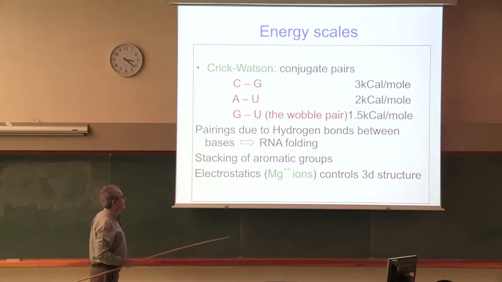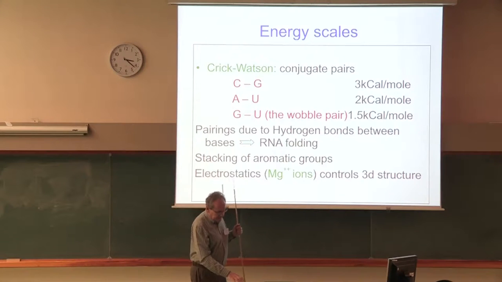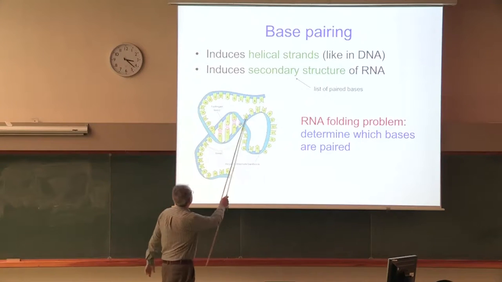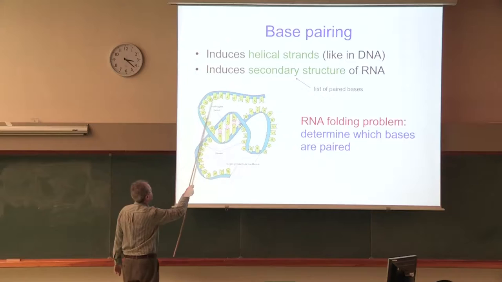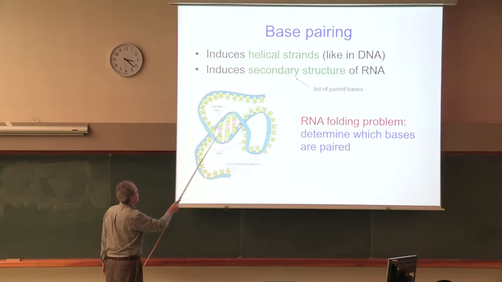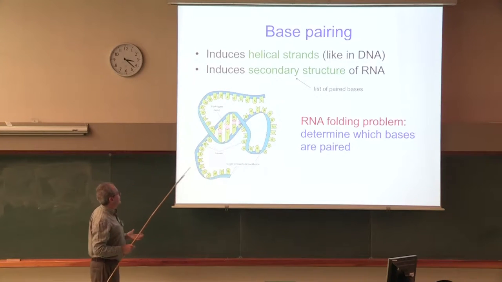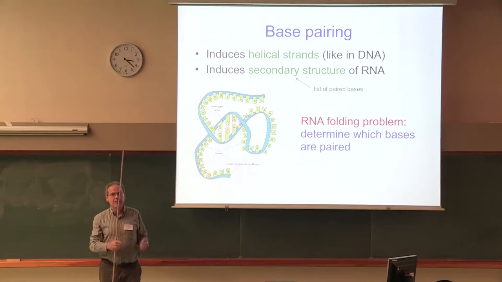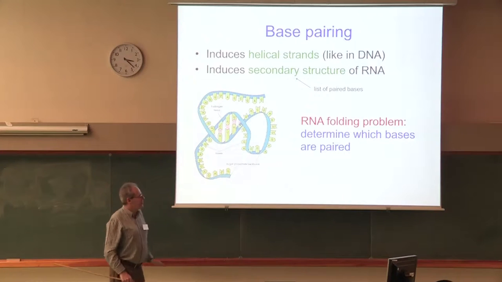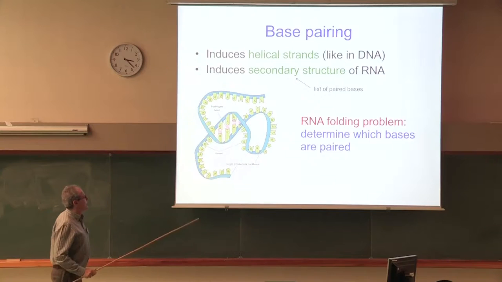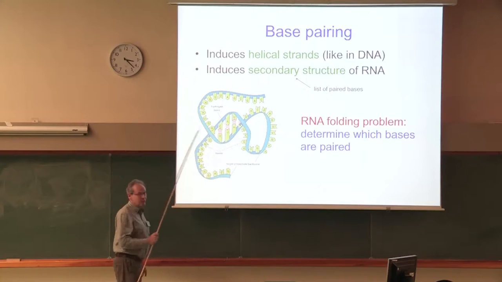All these pairings produce what's called RNA folding. In other words, RNA is a sequence of bases, of nucleic acids, C, A, G, C, etc. They can pair together like this, and therefore the structure will adopt a certain spatial organization so as to optimize the total free energy of the system. The problem of secondary structure folding, or the RNA folding problem, as it is called, is to determine which bases are paired together.